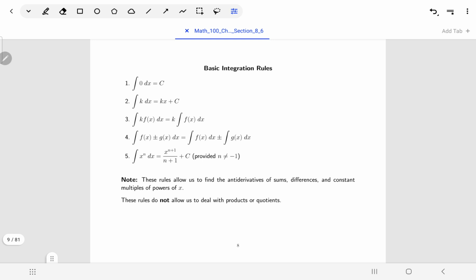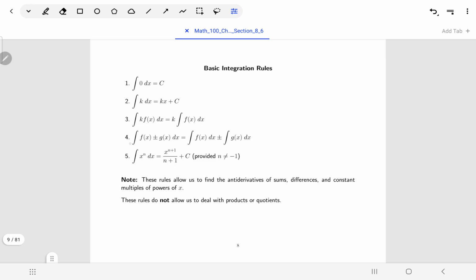And again, the reason for that is the derivative of that kx is k. That's kind of the idea for a lot of these integration rules. We can confirm them just by showing that the derivative of what our indefinite integral is gives us our integrand. So the derivative of kx gives you k. That confirms that integration rule.